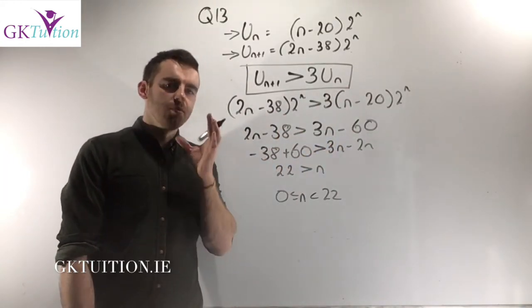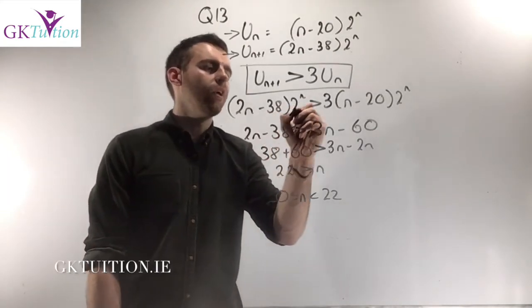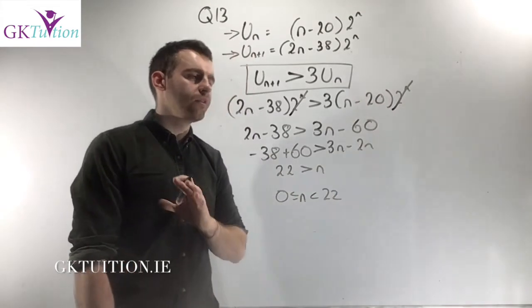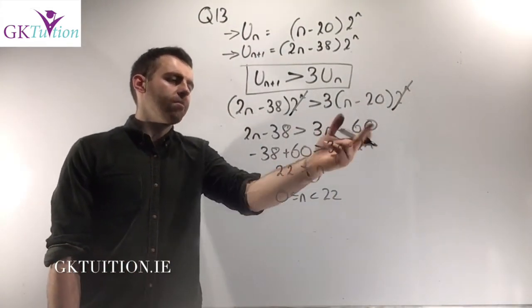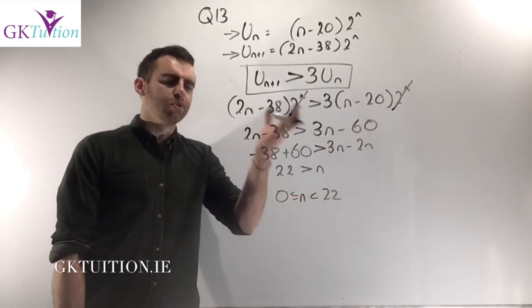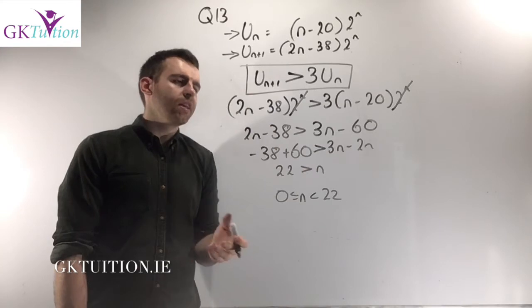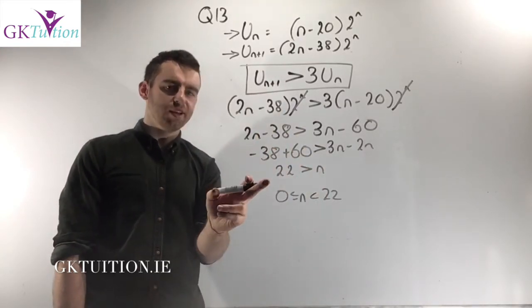Once again, on both sides, and in every term there's a 2 to the power of n, which means I can divide both sides by 2 to the power of n and they're just gone. I just multiply out the right hand side, I get 3n minus 60. All we need to do then is move all our n's to one side, numbers to the other side, and I ended up working out that if this is true, then n has to be less than 22.